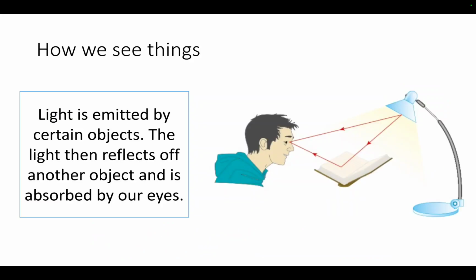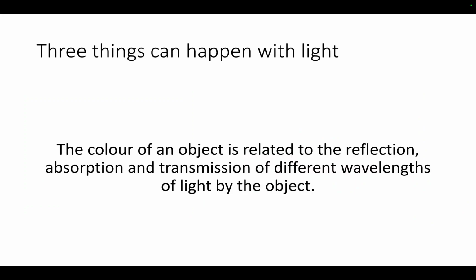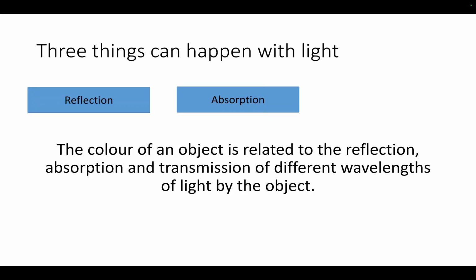So how do we see things? Light is emitted by certain objects. Light reflects off objects and is taken into the eyes. So that's simple. Three things can happen with light, and they are reflection, absorption, and transmission. Reflection: it'll reflect off the object. Absorption: it'll be absorbed into the object. Transmission: it passes through the object. So the colour of an object is related to the reflection, absorption, and transmission of different wavelengths of light by the object itself.